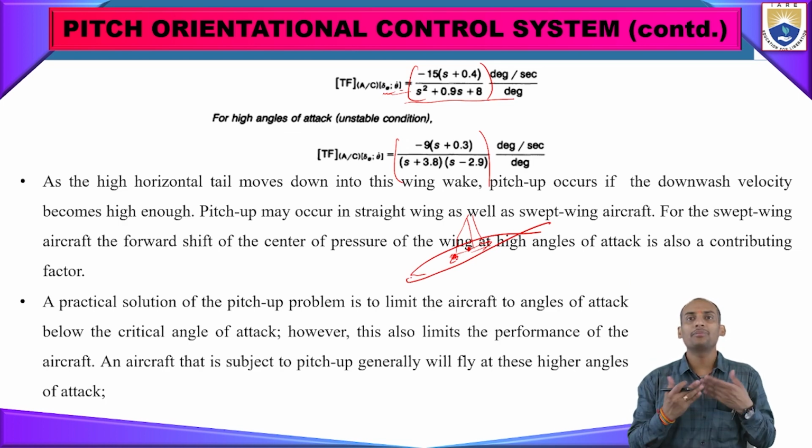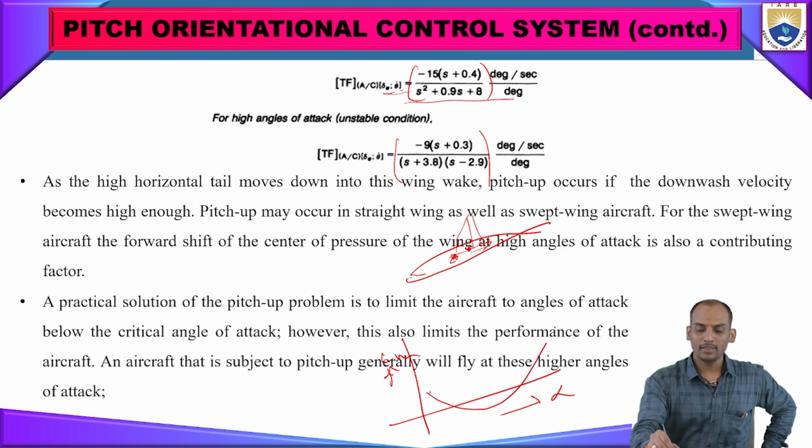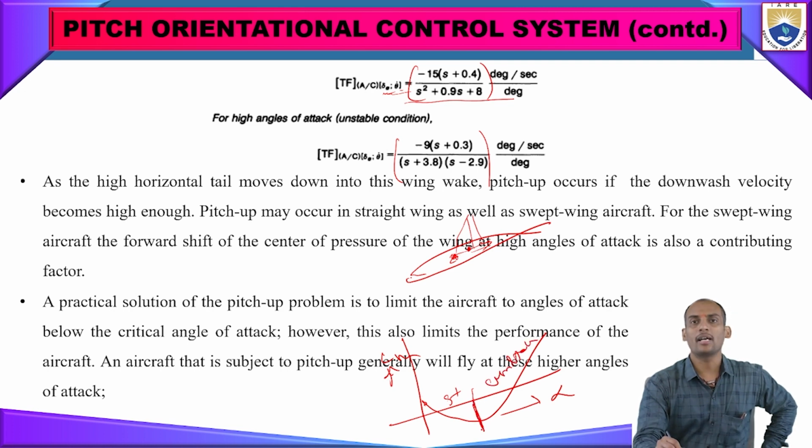The practical solution for this pitch up problem is limiting the aircraft angle of attack below a critical value. For the critical value, see Cm versus alpha. What is that condition? It starts like that and ends up here. So you can see, up to here it is a stable condition, and after that it is unstable. That means this is the critical value of the angle of attack. The limiting value will be this much only.